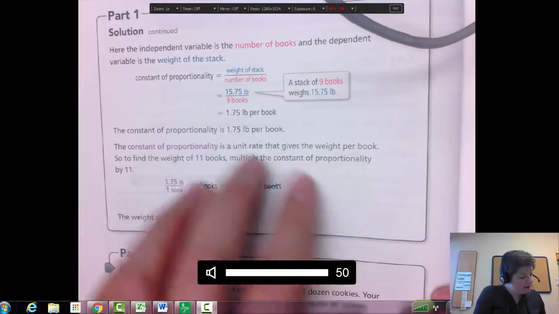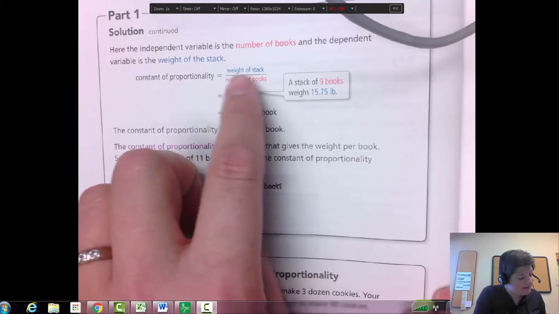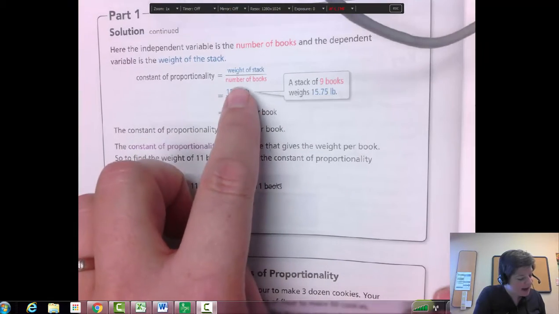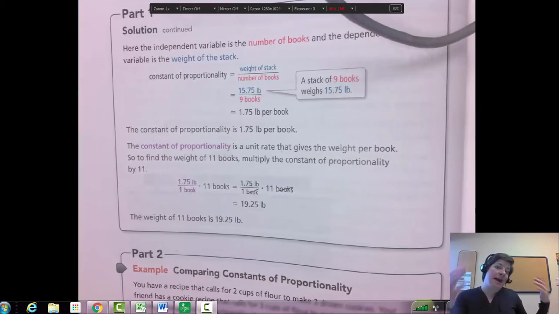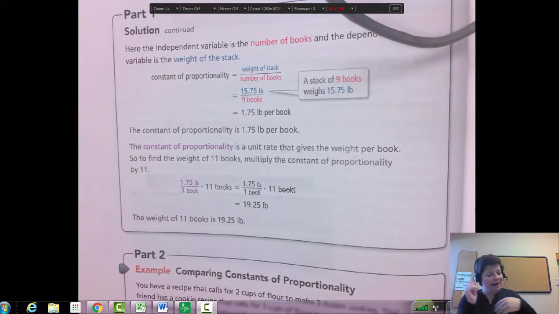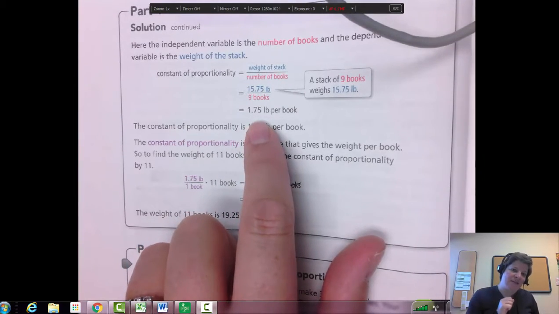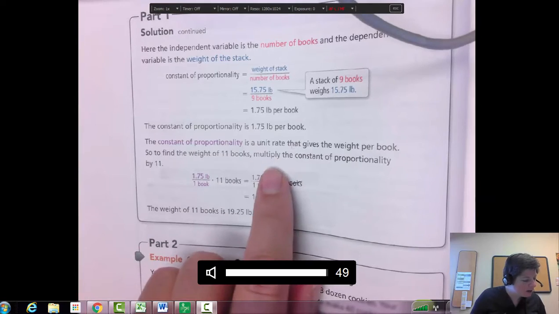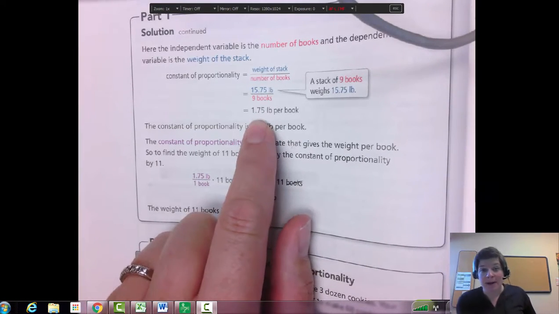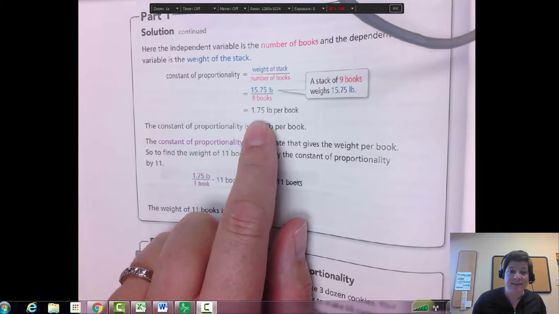So the constant of proportionality is going to be the weight of the stack divided by the number of books. That way we can say it is so many pounds per book. So we divide those and we get 1.75 pounds per book. And that's going to be our unit rate for one. It's just our rate. It's also our constant of proportionality.